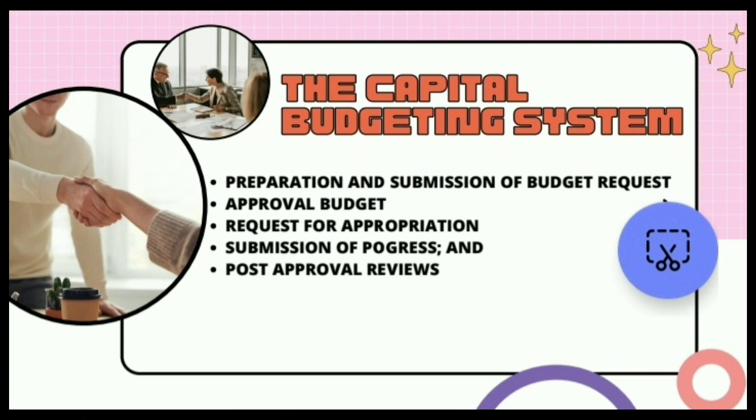Next, the request for appropriation. It is an internal request from a company division to the company's management, board, or treasury department. Next, we have a submission of progress and post-approval reviews. The purpose is to enhance the protection of human subjects and the oversight of approved research.